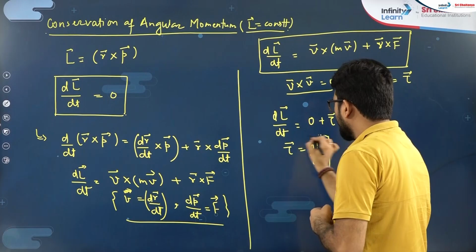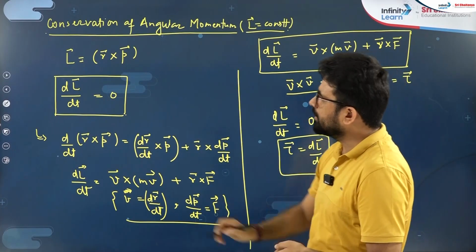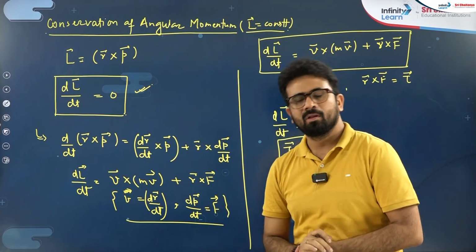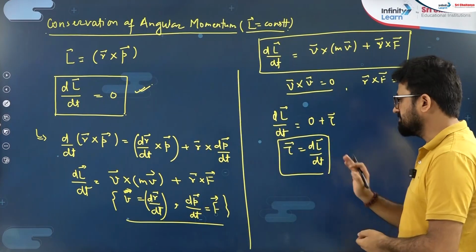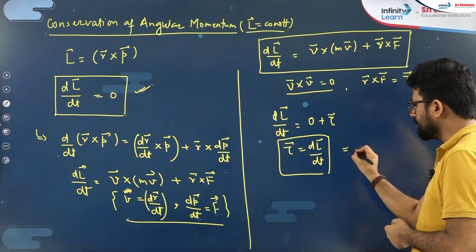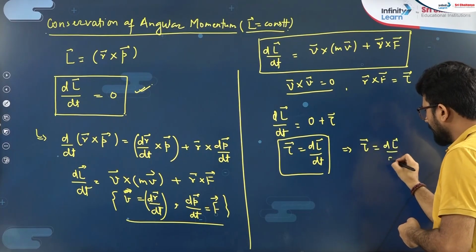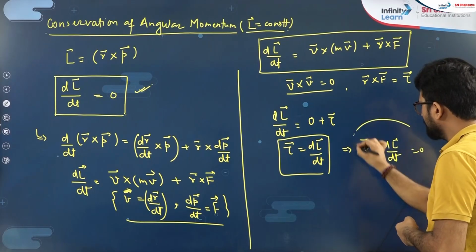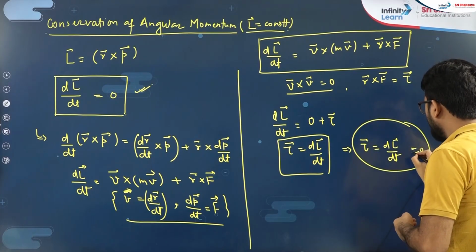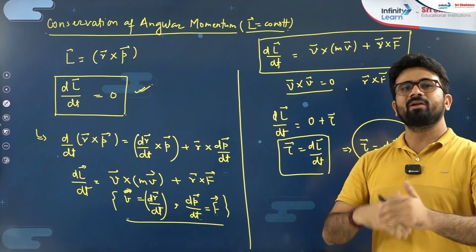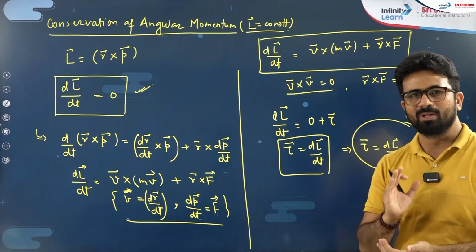This is the condition, but as we have already said, dL by dt equal to zero is the must condition for the conservation of angular momentum. That means torque should be equal to 0, because torque is equal to dL over dt, and that must be equal to 0. That means we can say the torque acting on a body or system should be 0, then only we can say angular momentum remains conserved.